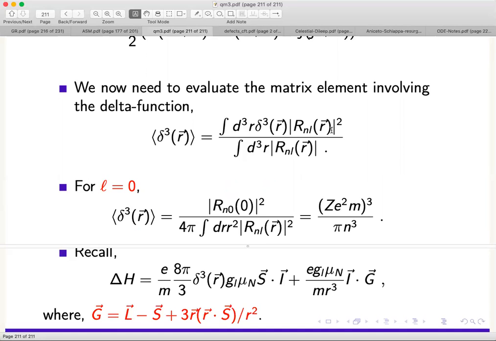Because when you do this integration, the delta function basically tells you whatever is the value of the remaining function at the point at which the delta function is non-zero. So what you get is this quantity to be the mod square of R n 0 at r equals 0 divided by the normalization of the wave function. Now that is not a very difficult thing to do. Normalizations of these wave functions have been known. You can open any quantum mechanics book to find what the answer is, and put that back in, and you get the answer, which is Z E squared m cubed upon pi times n cubed.